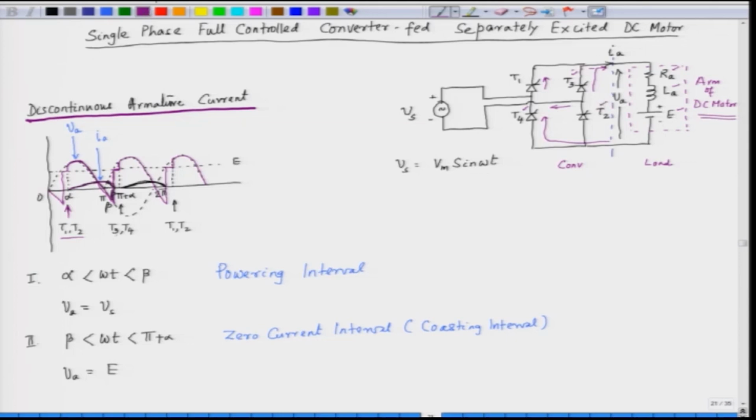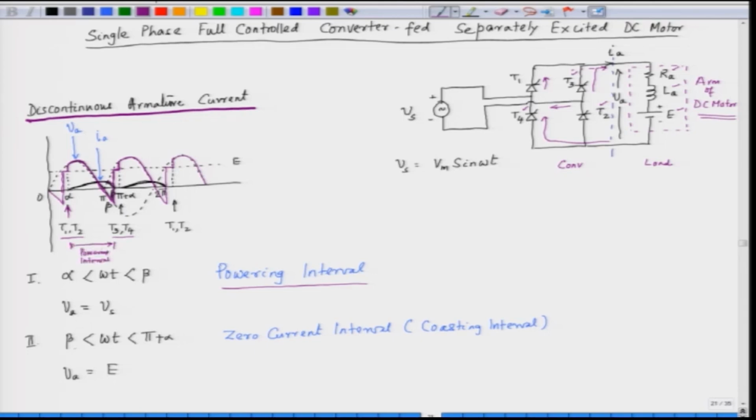This is the instant at which we trigger the next two SCRs, T3 and T4, and the voltage across it reverses. So we get an output voltage which looks like this, and we can divide the operation of this converter into at least two modes. One is called the powering interval, from alpha less than omega t less than beta, from alpha till beta.